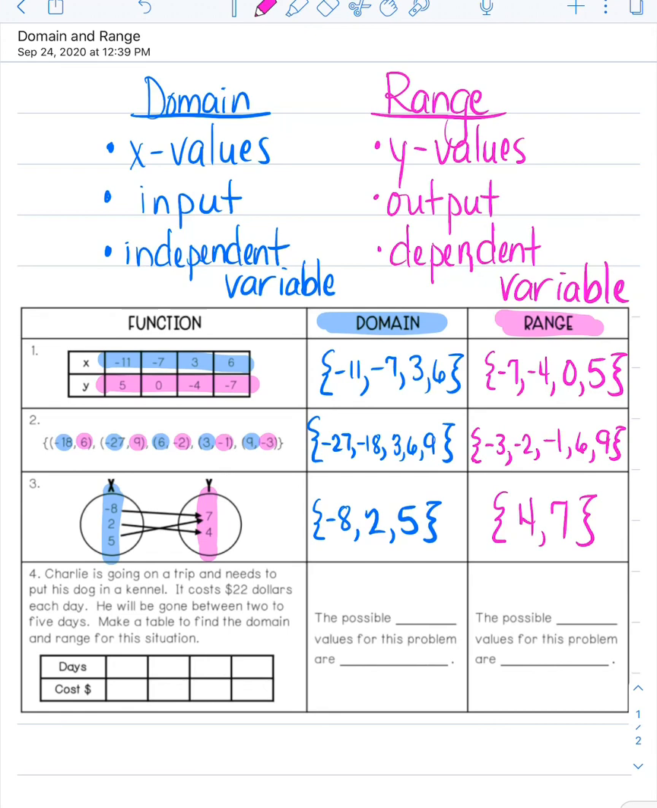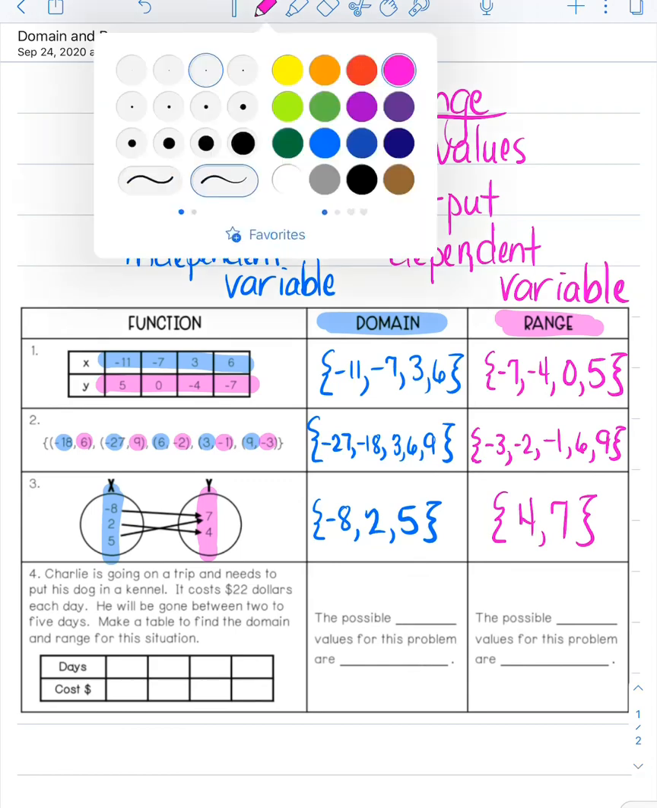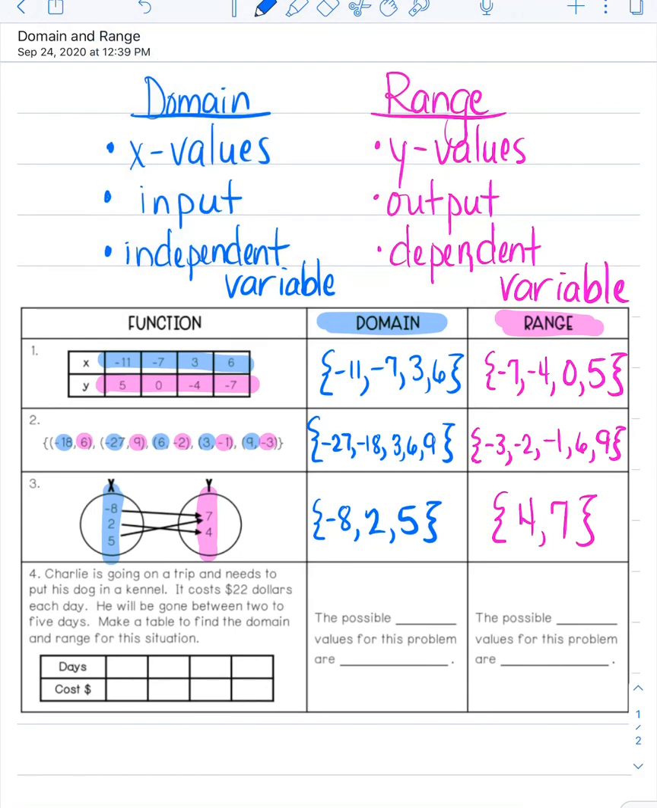So now let's take a look at number 4. We have an actual situation. So here's how it's just a little bit different in a verbal or a real world problem. We've got to think about the numbers that make sense. So let's read and see. Let's do our domain first. Let's see what's going to make sense in this situation.